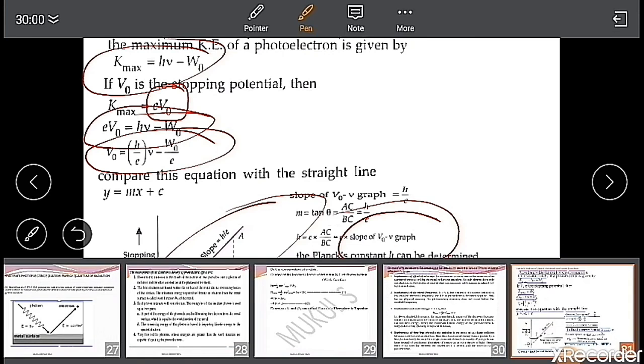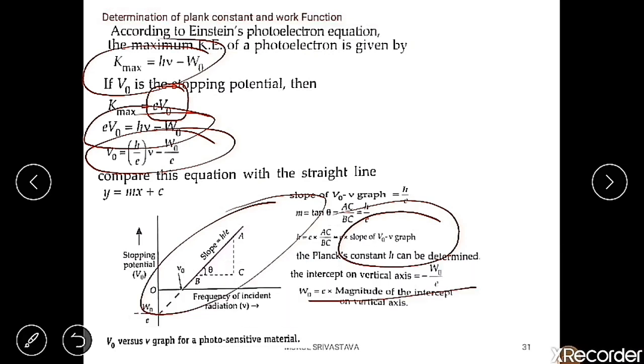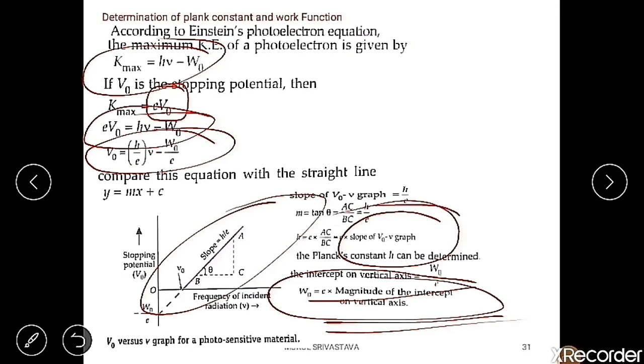Now W naught is equal to e into the magnitude of the intercept on the vertical axis. So in this way we can find out the value of W naught, as well as we can find out the value of this Planck constant here.